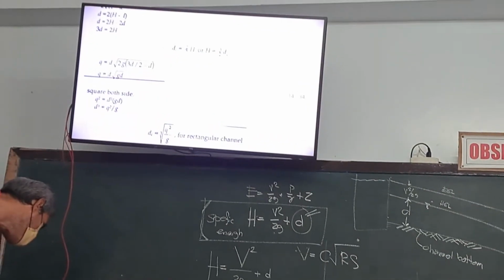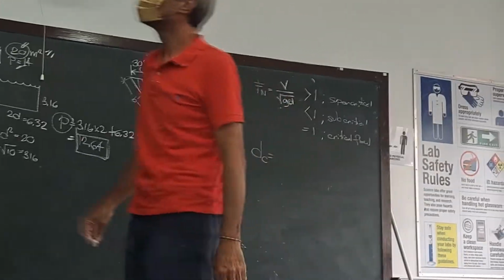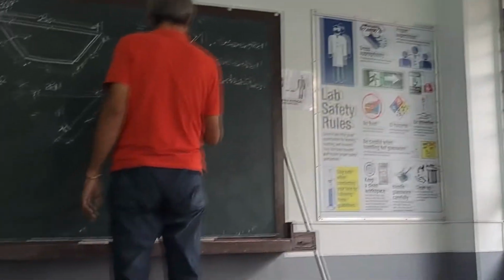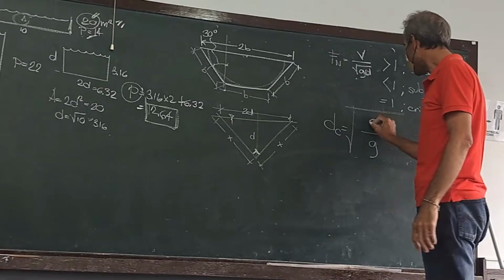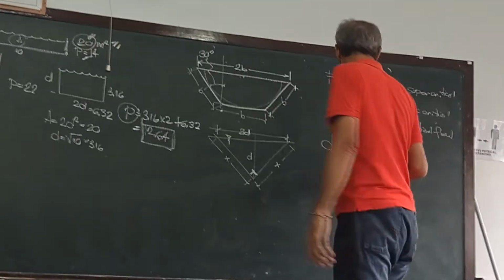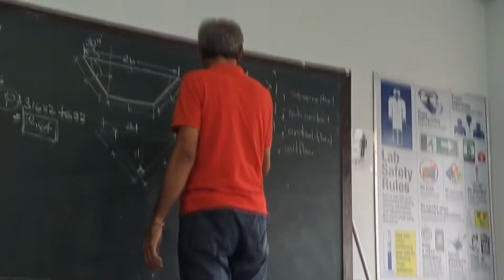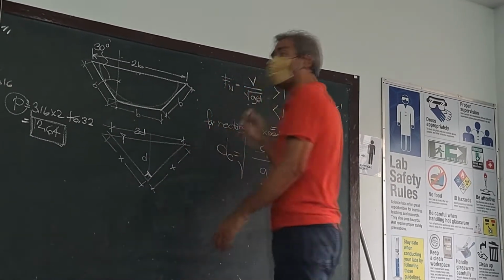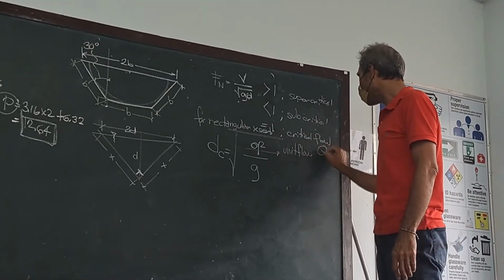And then, it is equal to the square root of q squared over g. The small q is the unit flow. This is for a rectangular cross-section. The small q is called unit flow, which is the big Q divided by the width.